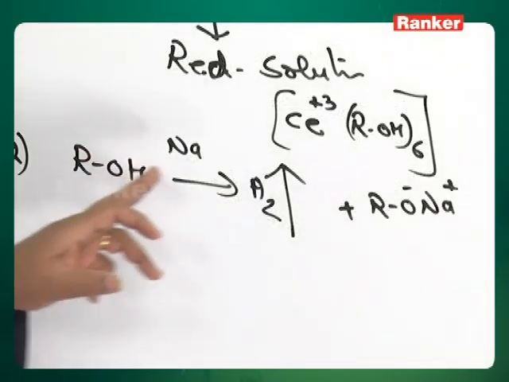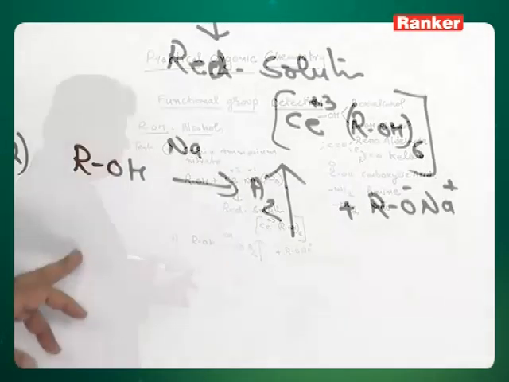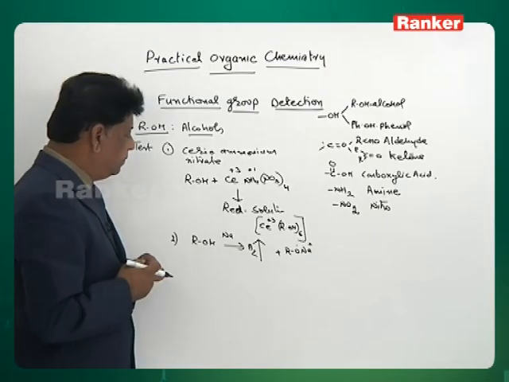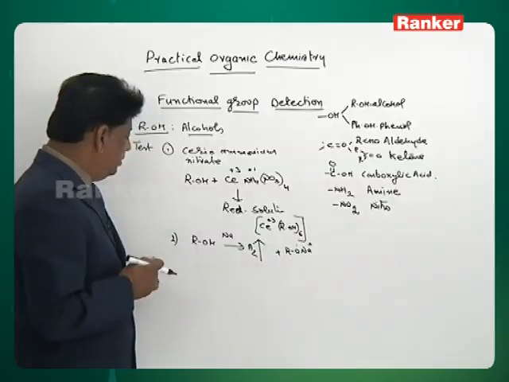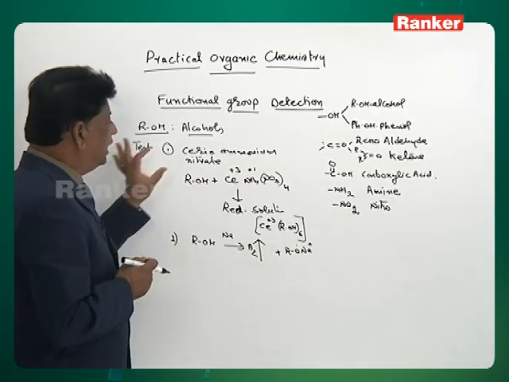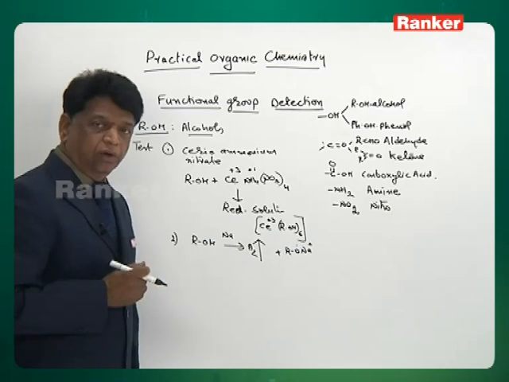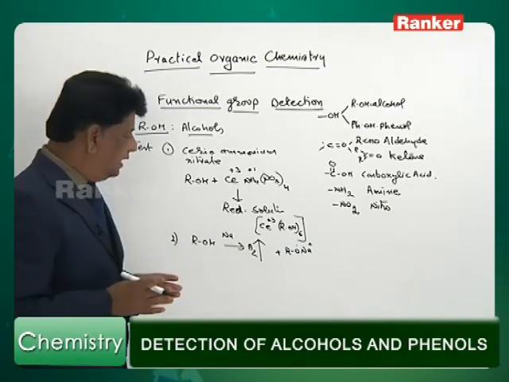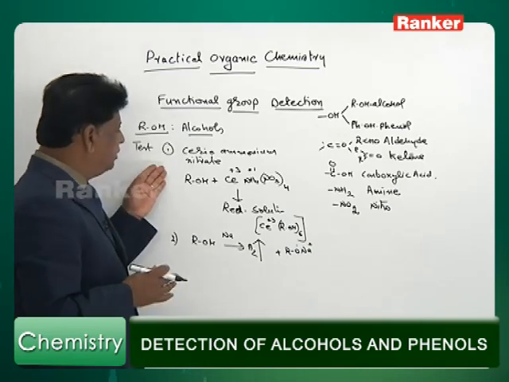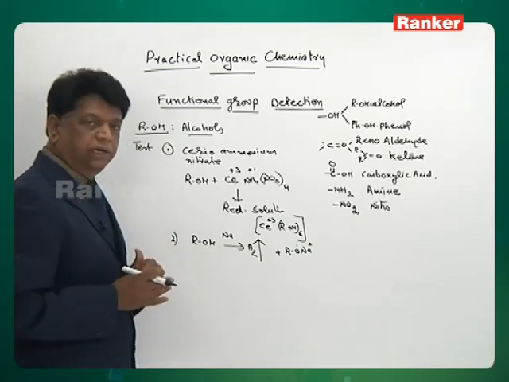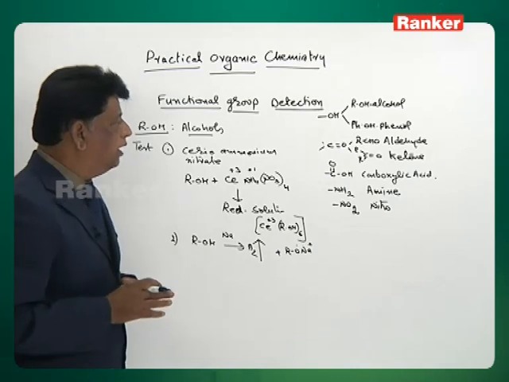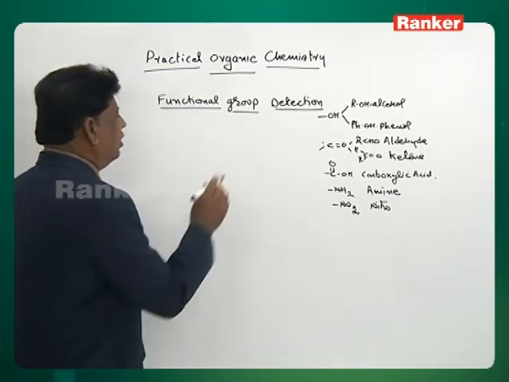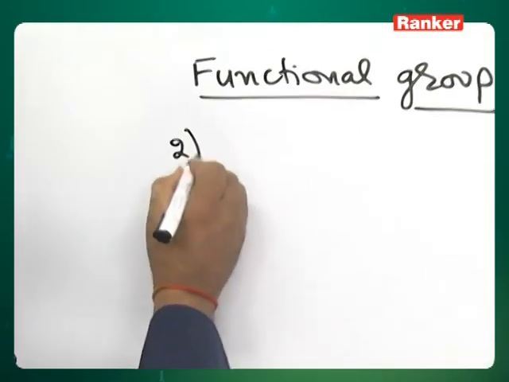So the alcohols liberate hydrogen. Even phenols also liberate hydrogen; this reaction is common to the phenols also. But these particular 2 tests are reactions of the alcohols. The other solubility tests will not work here, but the ceric ammonium nitrate test and the sodium test confirm the alcohol. Now, let us go for the phenols. Second one is phenols.